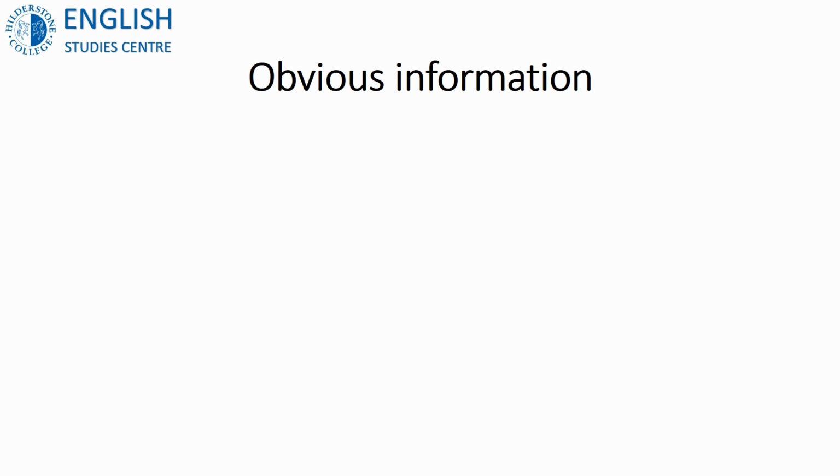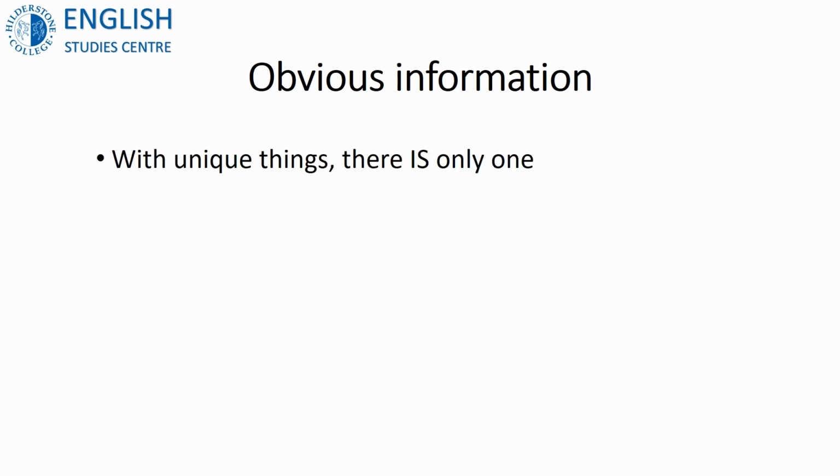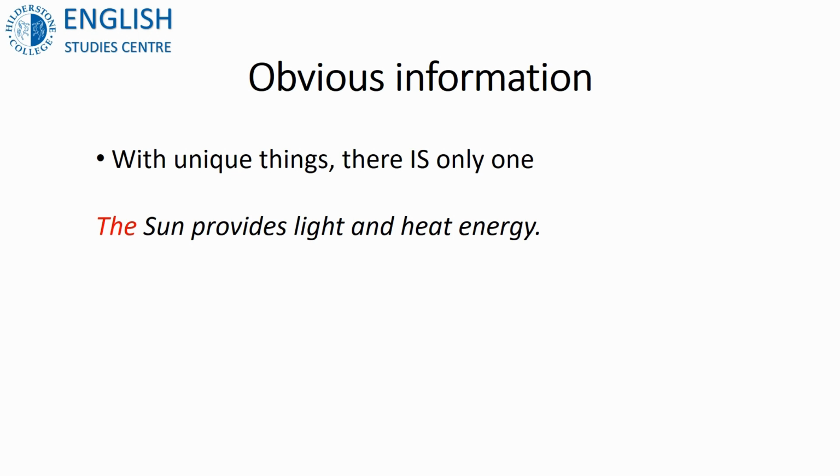There's an element of obvious information here, and this ties together one of the rules that we saw earlier in a previous video and what we've just talked about. So, in the first video on using the, I told you that we use the with unique things when there is only one. So we say things like the sun provides light and heat energy. Well, in our galaxy, there is only one sun, so it's obvious that it can only be the one that exists. There isn't any other. So that's why we use the there.